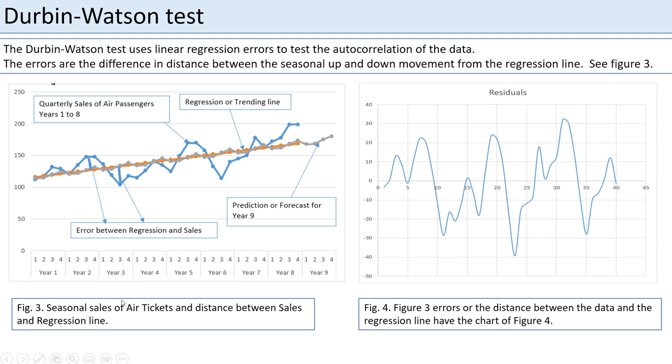Okay, so for the seasonal sales of air tickets, the distance between sales and the regression line, we plot this distance on this chart, on the residuals. So these are the residuals of the linear regression, and here we are going to make the measures using the Durbin-Watson. We can see that it has a regular behavior, so these errors, this difference of residuals, have a seasonal behavior, meaning that probably the data is useful to build a prediction or forecast.